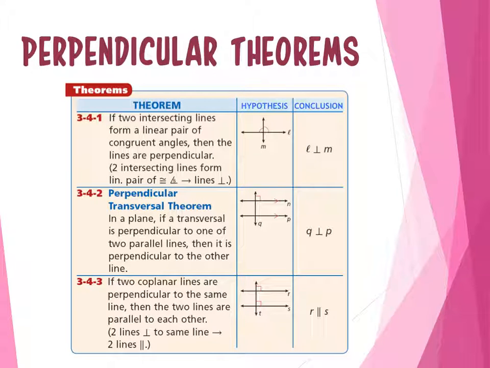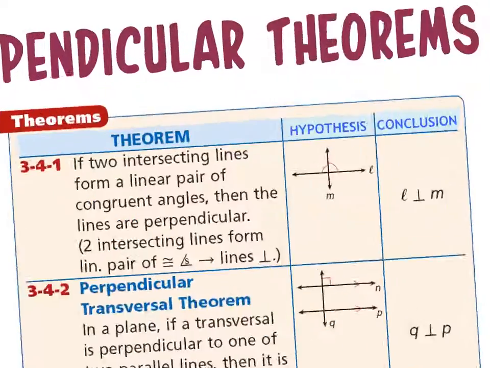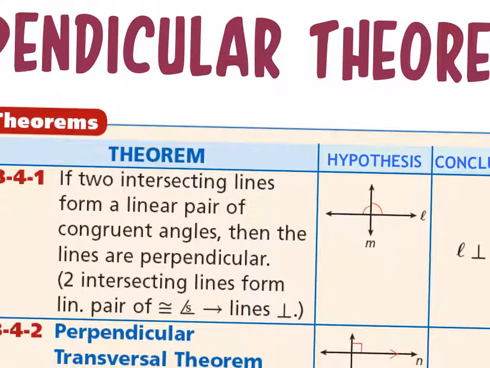All right, there's 3 perpendicular theorems in this section, okay? The one that has a name is the middle one. The first one says, if two intersecting lines form a linear pair of congruent angles, then the lines are perpendicular. So think about what this is saying. If you have 2 intersecting lines, like this one and this one, and they form congruent angles, so this one's congruent to this one, how would I know that those are perpendicular? Why is this true?